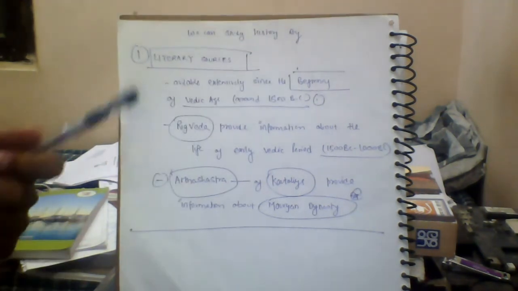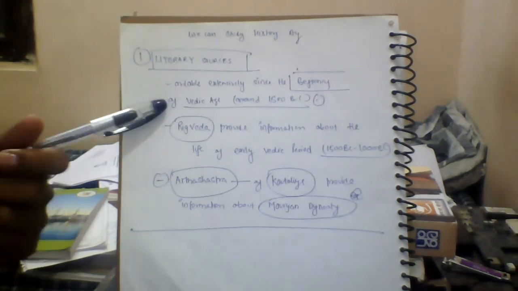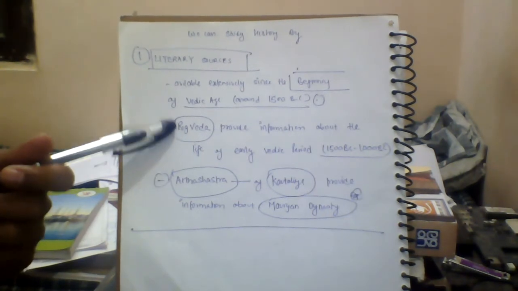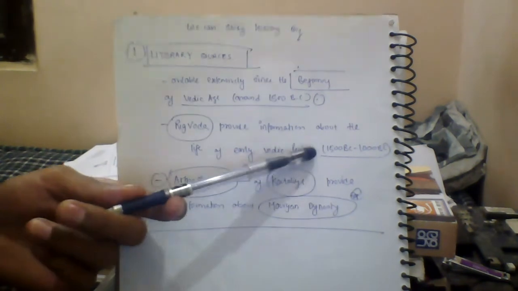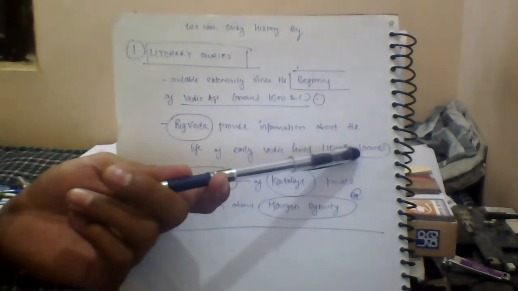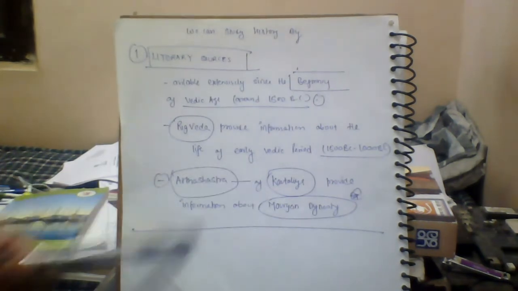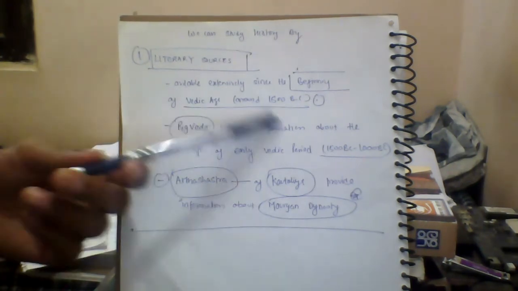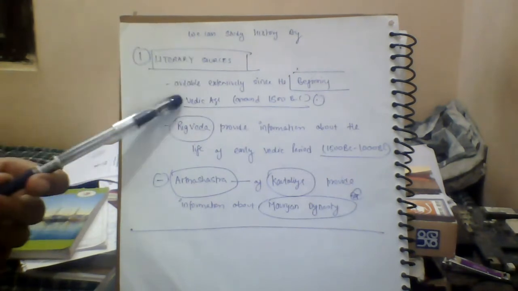Sources are of different types. The first type of sources are literary sources, like the Rig Veda. From the Rig Veda we got to know about the early Vedic period, which was from 1500 BC to almost 1000 BC. Then there was the Arthashastra of Kautilya, written by Kautilya, which tells us about the Mauryan dynasty. So we can get a generalized idea of what the literary sources were.